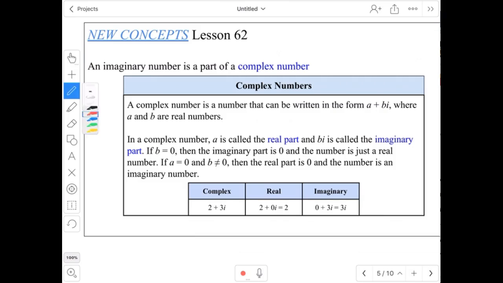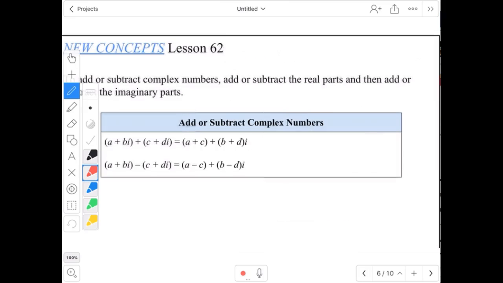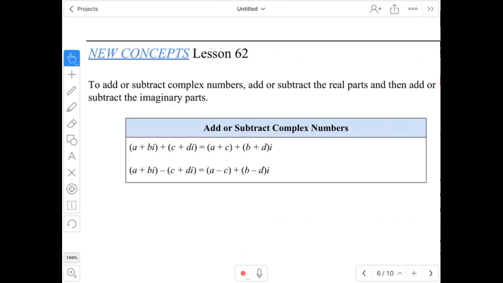So, a couple examples for you down there. Complex, we have them both together. Real, we don't have anything with i. Imaginary, we don't have anything that's real. Should be pretty straightforward. Adding or subtracting complex numbers. To add or subtract complex numbers, add or subtract the real parts, and then add or subtract the imaginary parts. Again, that should be pretty self-explanatory too.